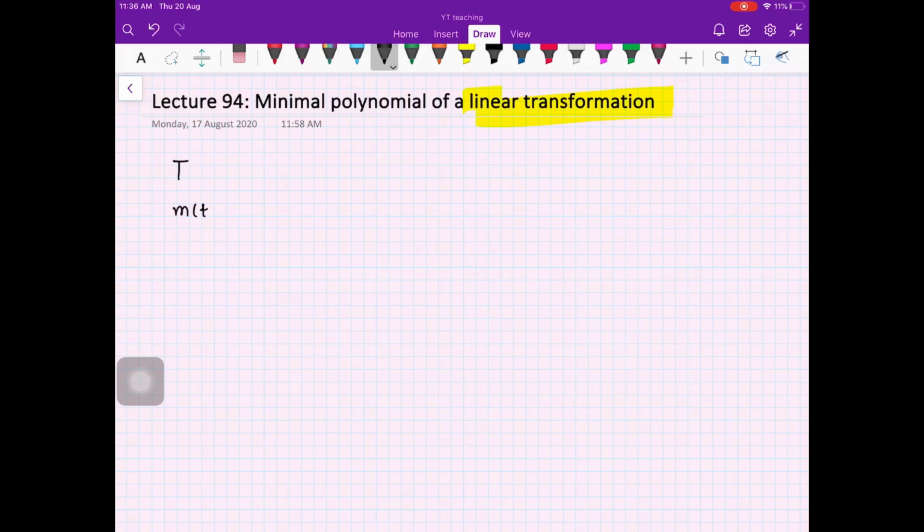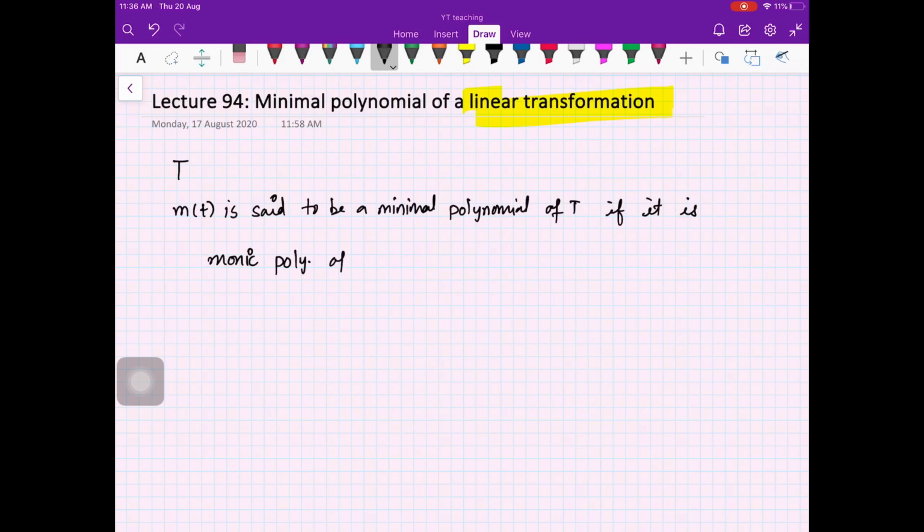M(T) is said to be a minimal polynomial of T if it is a monic polynomial of least degree such that when you replace the variable t with your transformation, it equals the 0 transformation. Here this is a 0 transformation, right? So this is the definition for the minimal polynomial of a linear transformation.